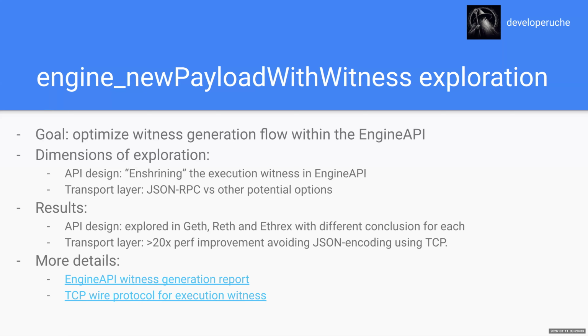So the way the engine API works today is that you use JSON RPC, and for the worst cases in the execution witness, we have pretty big structs that we have to serialize and send as an output. So he has been exploring using other transports for this, where we can get up to 20x performance improvements in worst cases. If you are interested in understanding more about his work, there are two reports that he wrote. I will share the slides later. So yeah, you can look more into it.